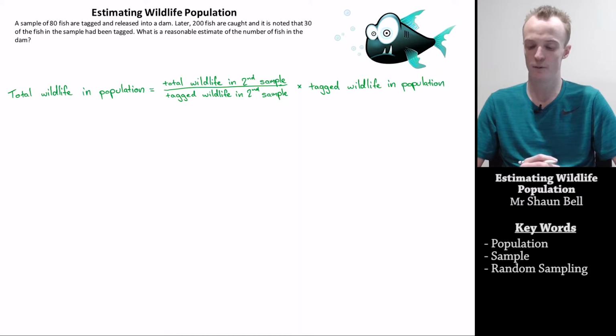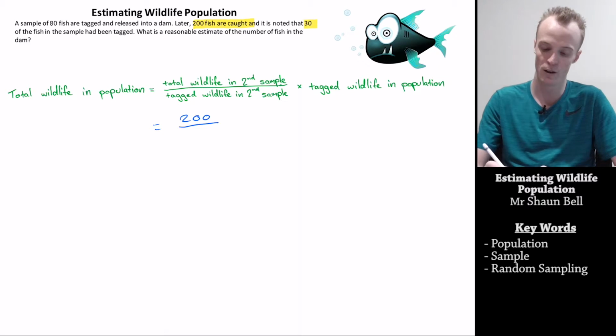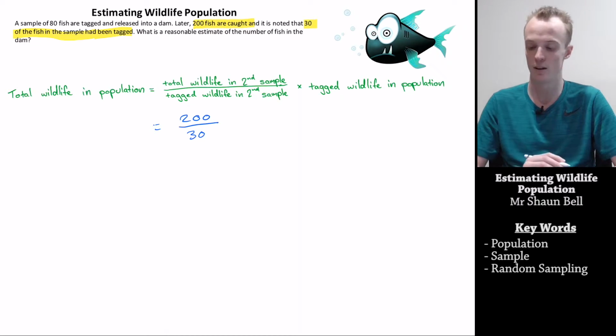So, when we're using our formula, we first need to work out what is the total wildlife in the second sample. So if we highlight it here, the second sample has 200 fish. So therefore, 200 is on top of the fraction here. On the bottom of it, we've got tagged wildlife in the second sample. If we look at how many were tagged in the second sample, we note that 30 of the fish had been tagged. So, on the bottom of our fraction, it's going to be 30.